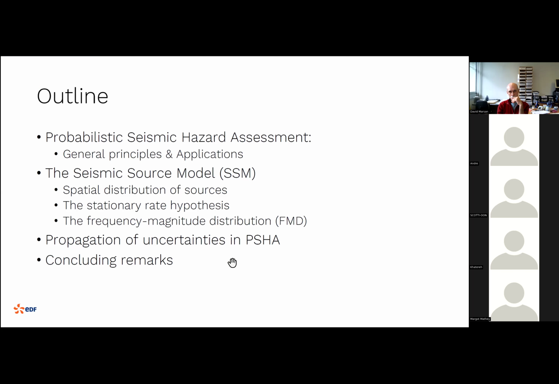I hope to have some time to discuss a little bit the propagation of uncertainties before concluding. I will stay relatively high level because I will talk about many topics we could discuss for probably hours. In order to give you an overview of all the questions that can be raised when you're building a model for PSHA, I will stay relatively general, but give you references so that you can investigate further if you want more details.